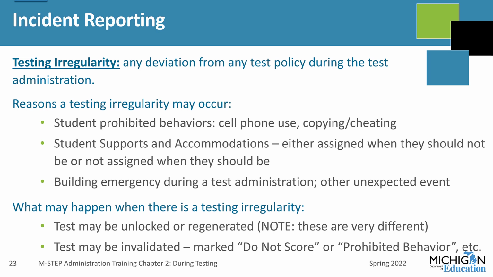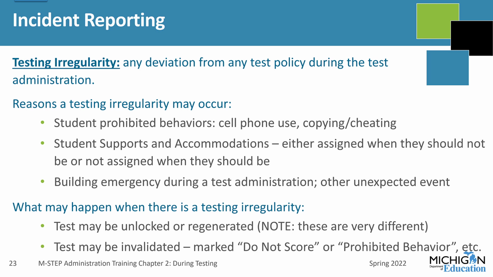Testing irregularities may be the result of errors with designated supports or accommodations, either if something was assigned when it should not have been, or not assigned when it should have been. There are different ways that incident reports are resolved, and it is always specific to the events that occurred.